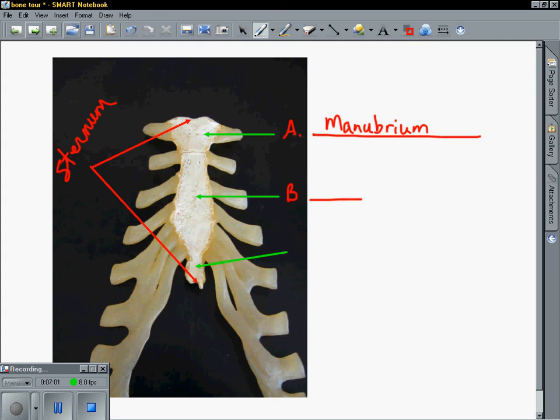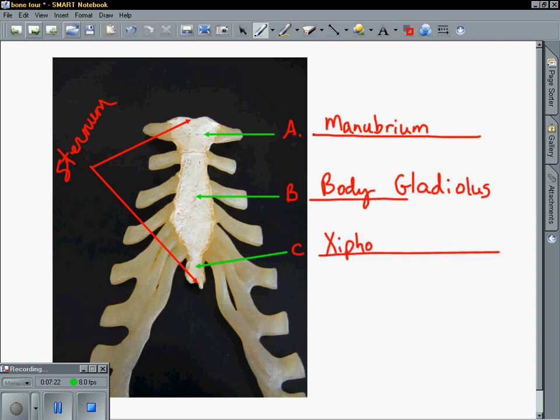Part B, body. In other language it was called the gladiolus, but we can do with body, which refers to the gladiator who held the shield. Gladiolus. And then part C, xiphoid process, which you have to know for clinical life-saving procedures.